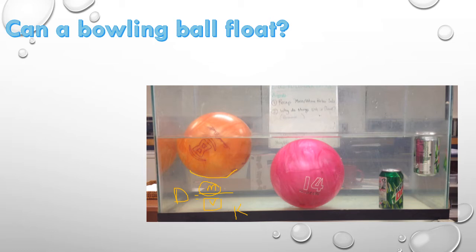A 14-pound ball, the density is equal to mass over volume. And with the 14-pound ball, the mass is greater than the volume, which means the result is greater than 1. And the ball sinks. So, why does the diet can float and the regular can sink?